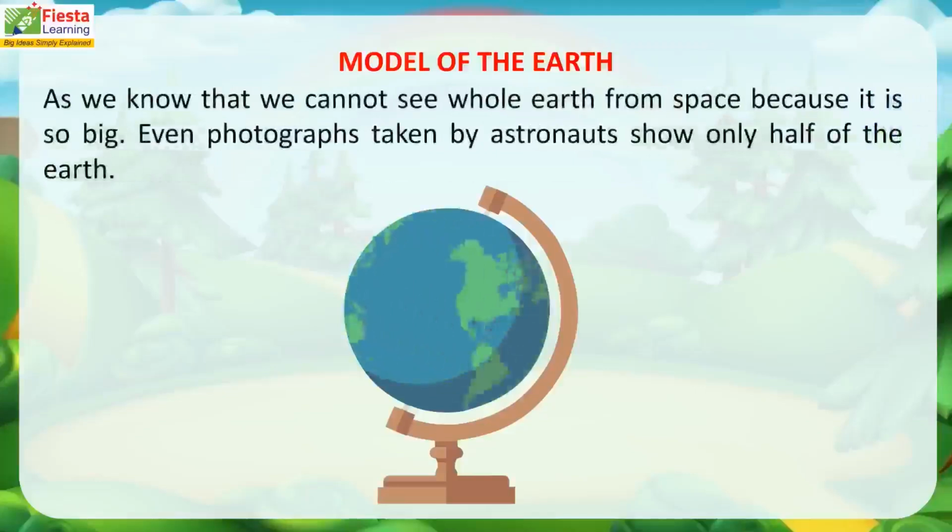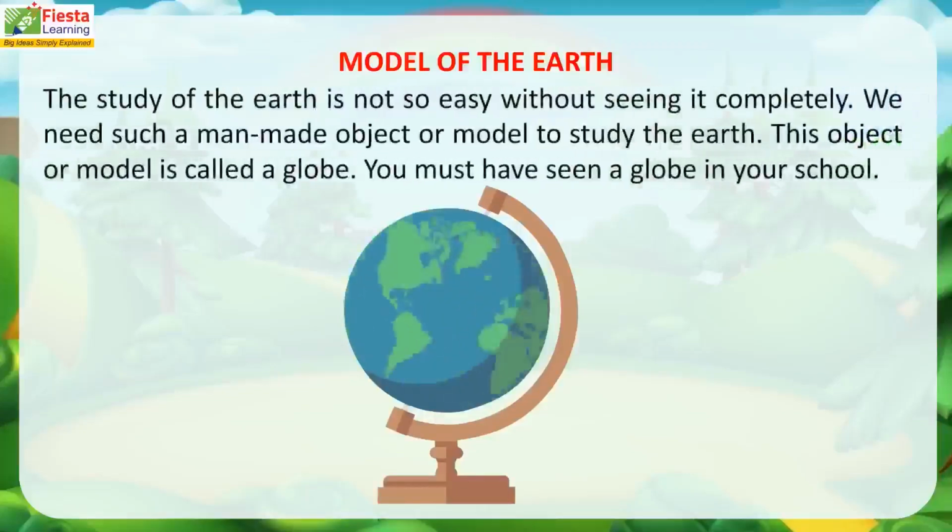As we know, we cannot see the whole Earth from space because it is so big. Even photographs taken by astronauts show only half of the Earth. The study of the Earth is not so easy without seeing it completely. We need such a man-made object or model to study the Earth. This object or model is called a globe. You must have seen a globe in your school.